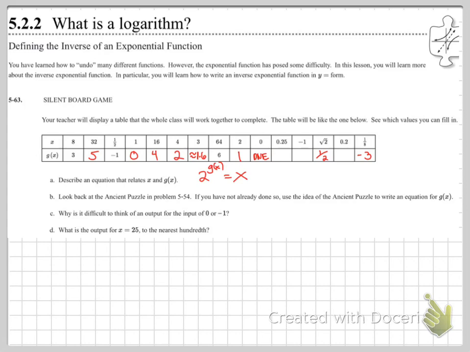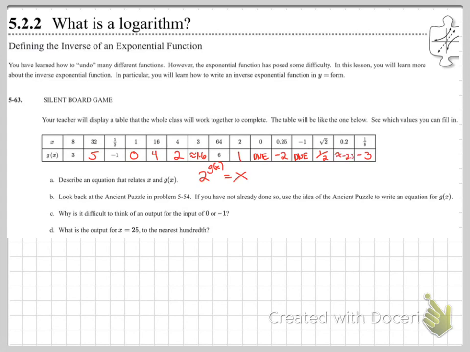2 to what power makes 1/4? I said 1/4 because it's 0.25, right? So 1 over 4. So -2, because 2 squared is 4, and the negative makes it 1 over. 2 times itself is never going to be -1. And again, this one you would need a calculator for, -2.3.